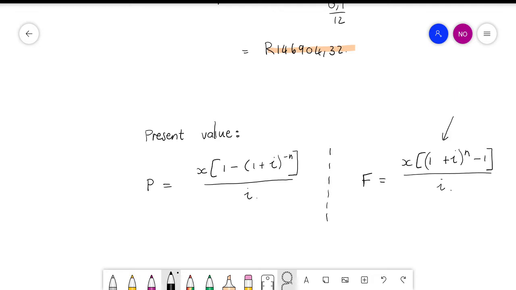That is when you have a goal that you want to reach in the future and you are saving up towards that.